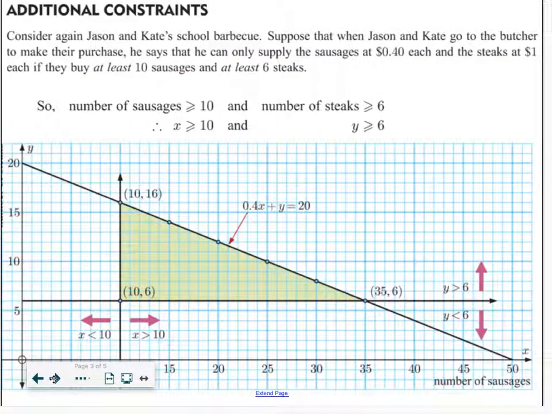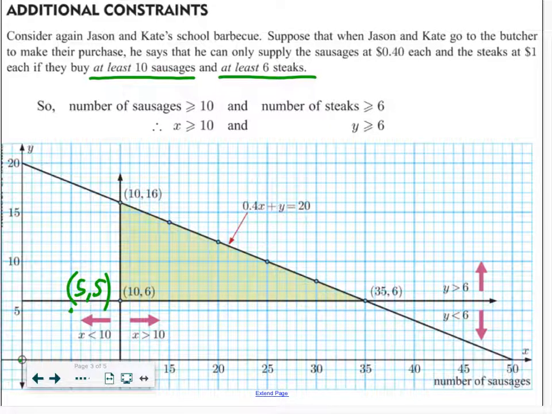So we can have additional constraints on these things. Consider again Jason and Kate's school barbecue. When they went to their butcher, the butcher said they would only give that price if they buy at least 10 sausages and at least 6 steaks. Meaning we can't buy 0 and 0, or we can't buy 5 sausages and 5 steaks. So what we have is additional constraints.